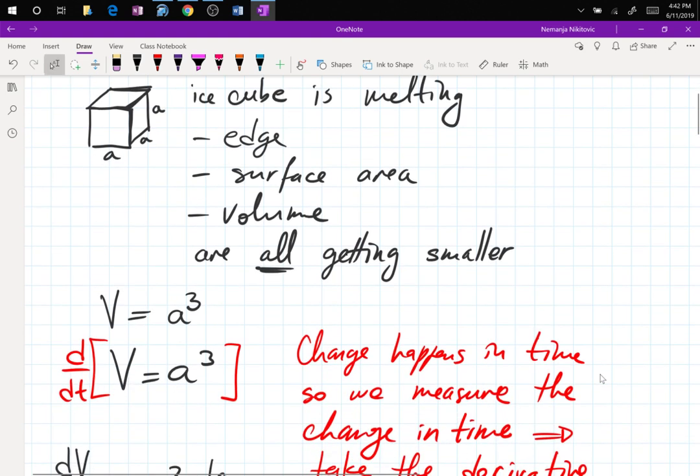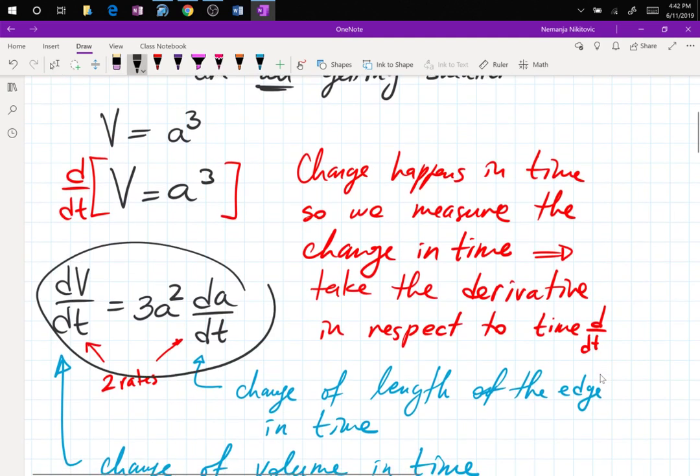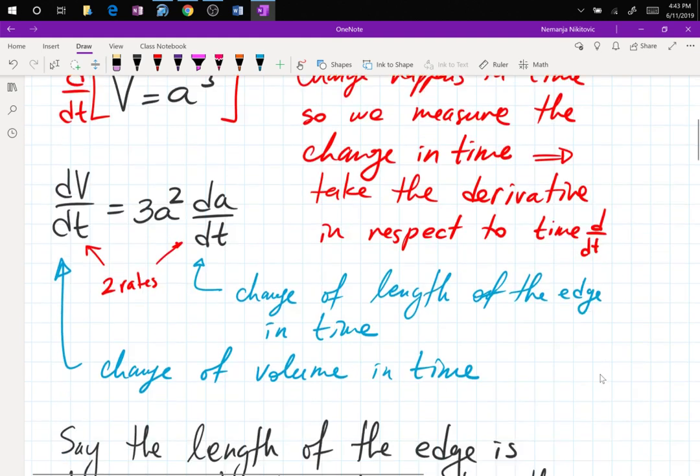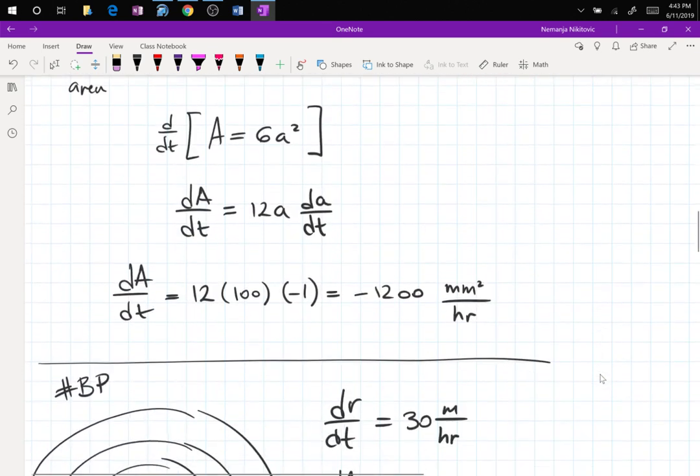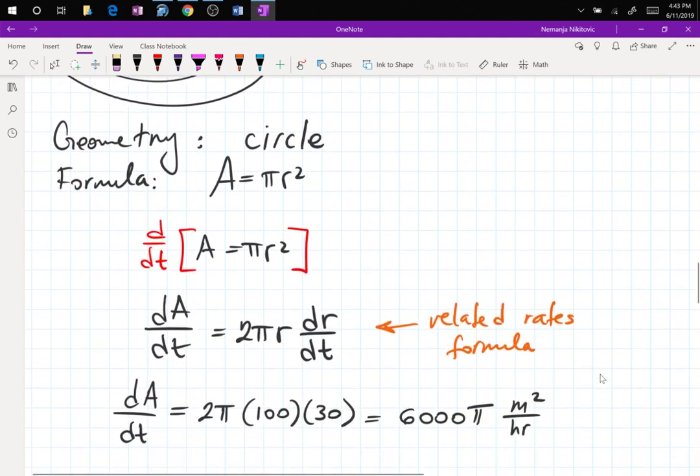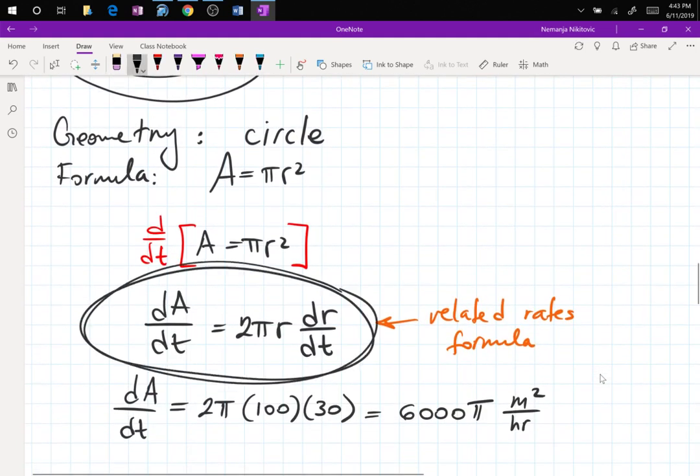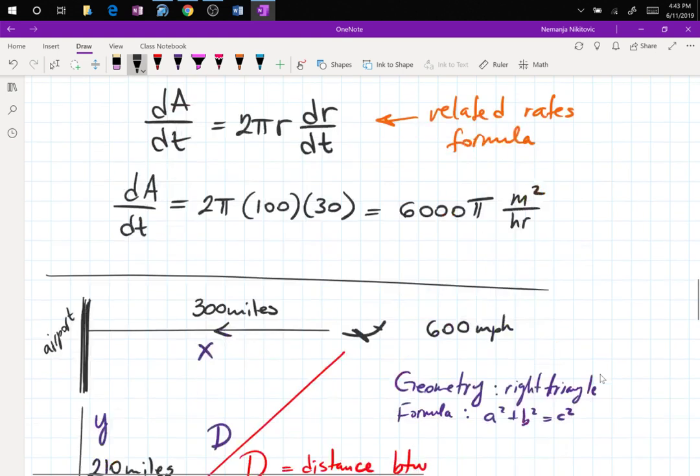So related rates is a formula such as, let's say, this one here, which connects at least two rates, which are two different derivatives that measure rate of change of something. In this case, we have rate of change of volume and rate of change of the edge of the cube. In one of the next examples, we had the rate of change of area in respect to time and the rate of change of radius in respect to time. That was another one.